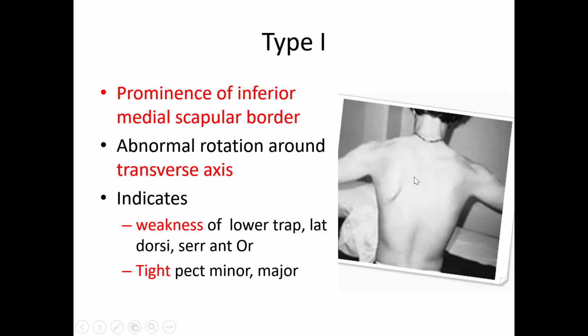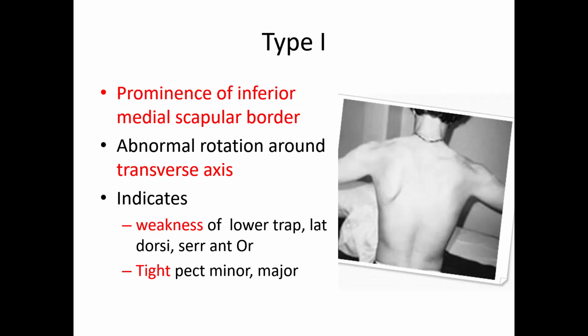This is the medial border, and the lower part of it will be prominent, and there is abnormal rotation around a transverse axis. If this is the axis, there will be abnormal rotation. And what does it mean when the patient has this lower part of the medial scapular border elevation or prominence? It means the patient has weakness of the lower trapezius, the lateral latissimus dorsi, or the serratus inferior.